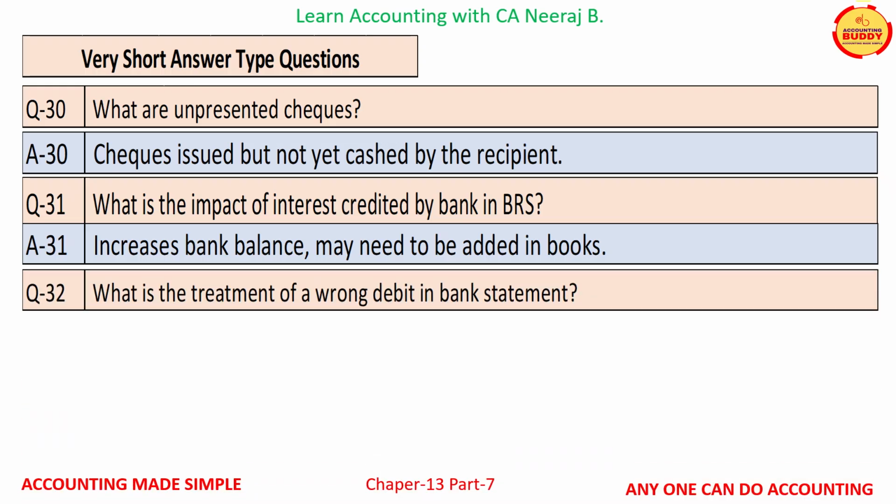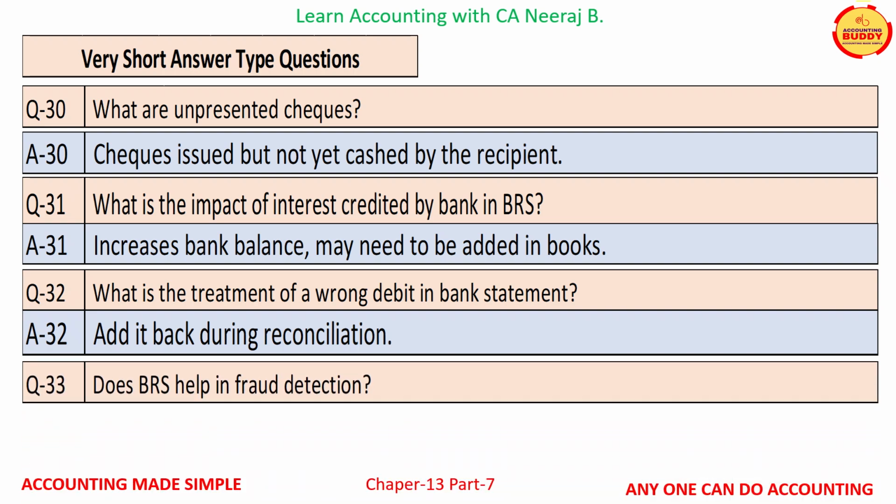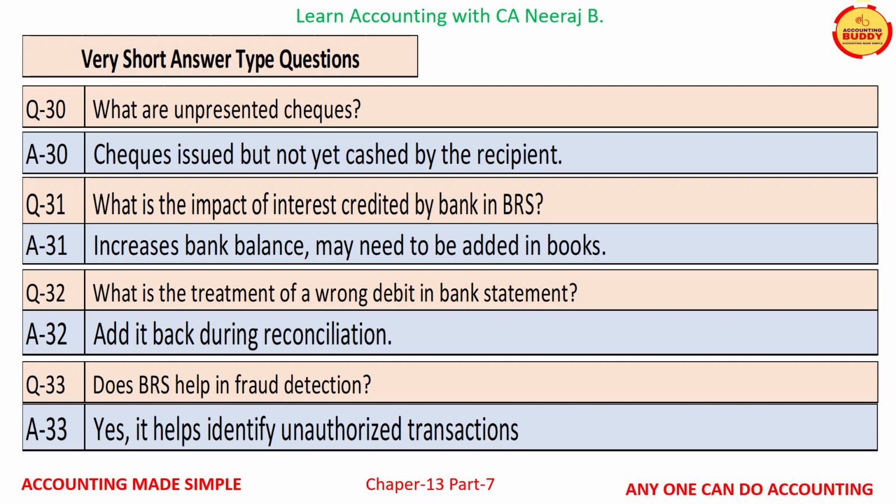Question number 32, what is the treatment of a wrong debit in the bank statement? And the answer is it needs to be added back during the reconciliation. Question number 33, does bank reconciliation help in fraud detection? And the answer is yes, it helps identify unauthorized transactions.